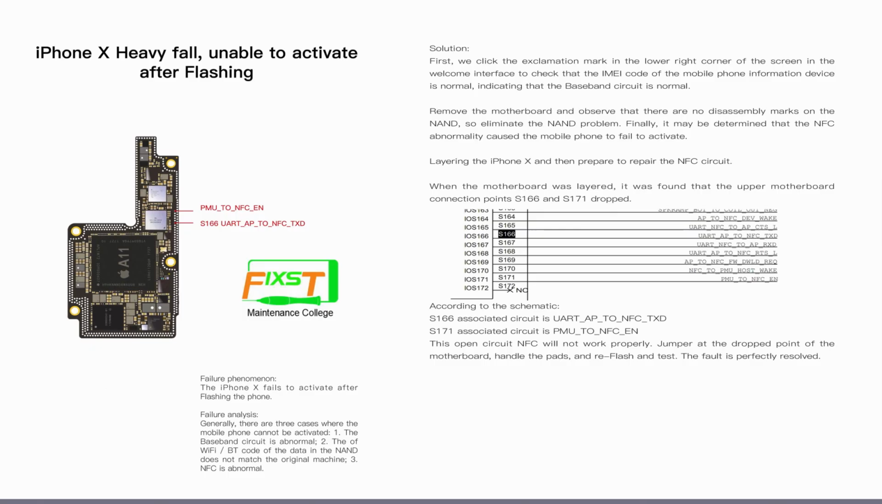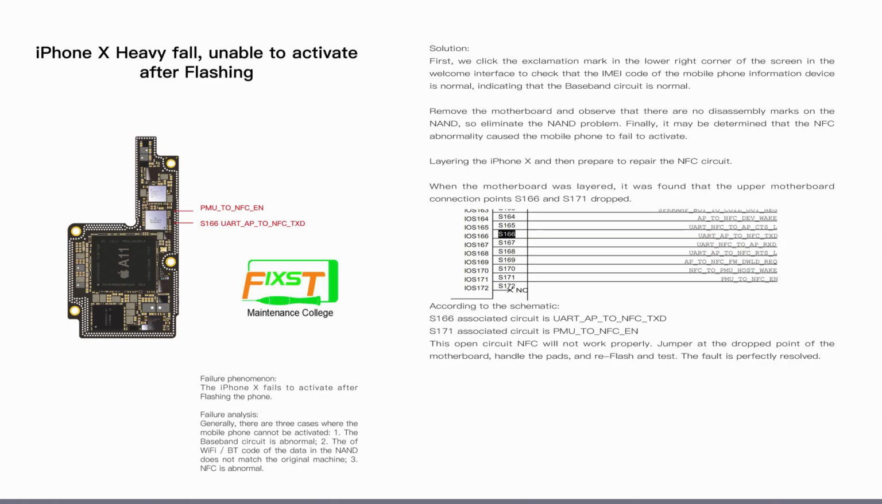Okay, this is the iPhone X. It failed and is unable to activate after flashing. When we meet those cases, the steps are the same, even for all models. Now you will know the reasons why the phone cannot be activated. Just 3 reasons. After checking them one by one, we focus on the NFC, because the NAND is fine and this phone also has the IMEI number. So we narrow it down on the iPhone X and prepare to repair the NFC circuit.